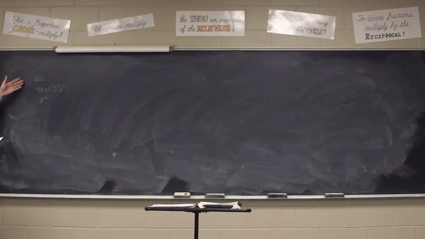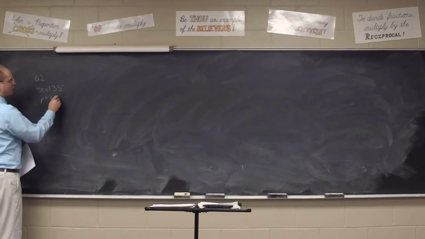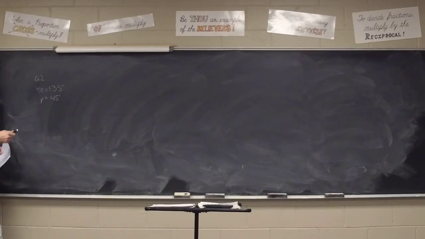In quadrant 2, measured from 180. Quadrant 3, measured from 180. Quadrant 4, measured from 360. Here, the reference angle is 45 degrees. And then we go to our special triangles.